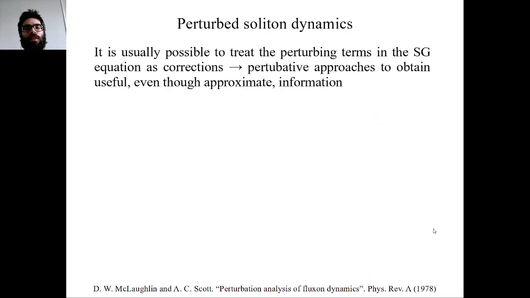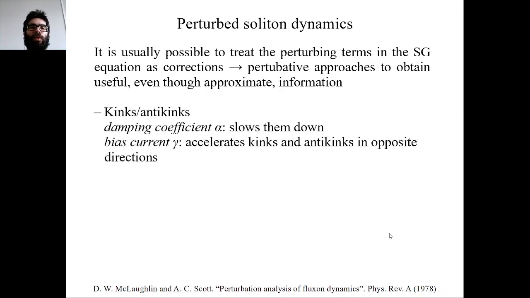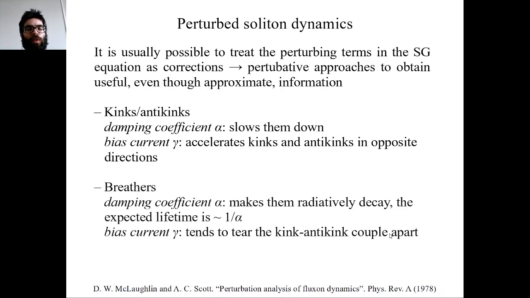By virtue of the robustness of the solitonic profiles, we are able to make use of them also in our case. In particular, it is interesting to look at the effects that different perturbation terms have on soliton dynamics. For example, a damping term tends to slow kinks down, while a bias current accelerates kinks and anti-kinks in opposite directions. For breathers, we know that a damping term makes them unstable. In fact, they decay into radiation with an expected lifetime of about 1 over alpha. Also, a bias current tends to disrupt this oscillatory bound state.